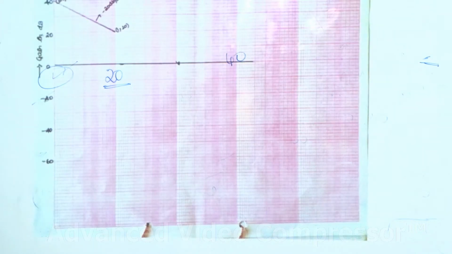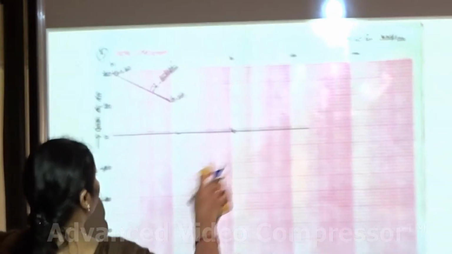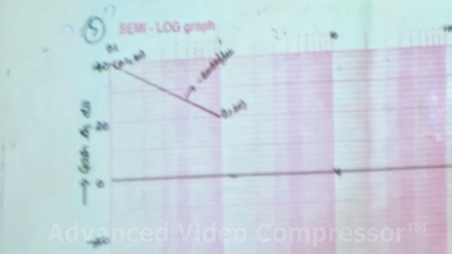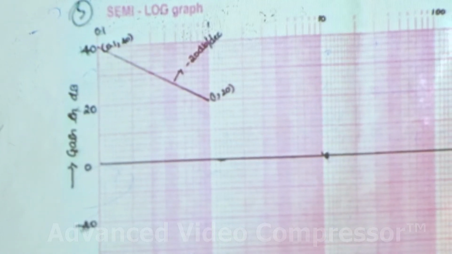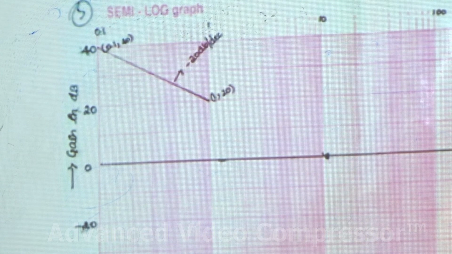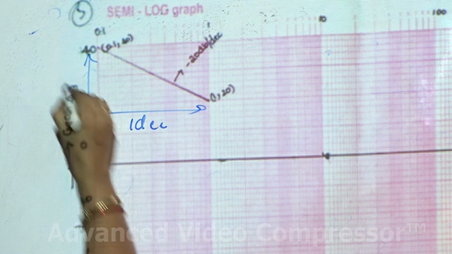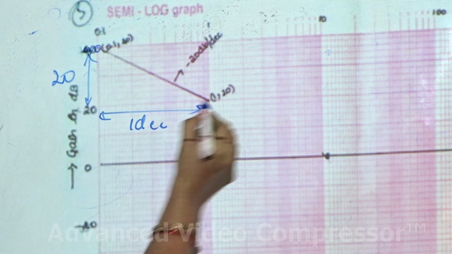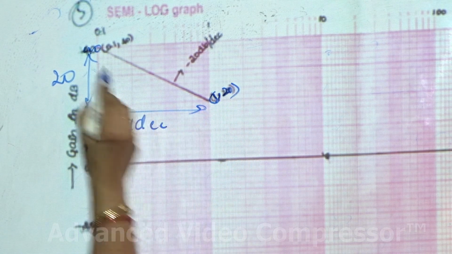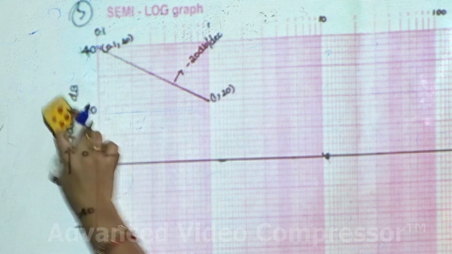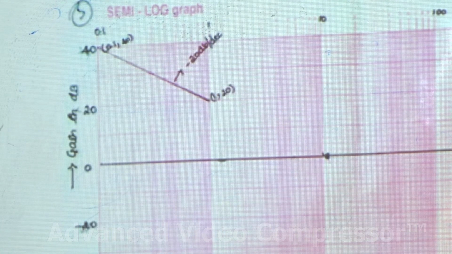Then coming back to the plot, we started from 40, and what was the slope? You should get a slope of minus 20 dB. Then if you have to get a slope of minus 20 dB, what should be the coordinate? Here, this difference should be 1 decade and this difference should be 20. If this is 40, here it should be 1, 20. Join these 2 points, and you get the graph, a line of minus 20 dB.